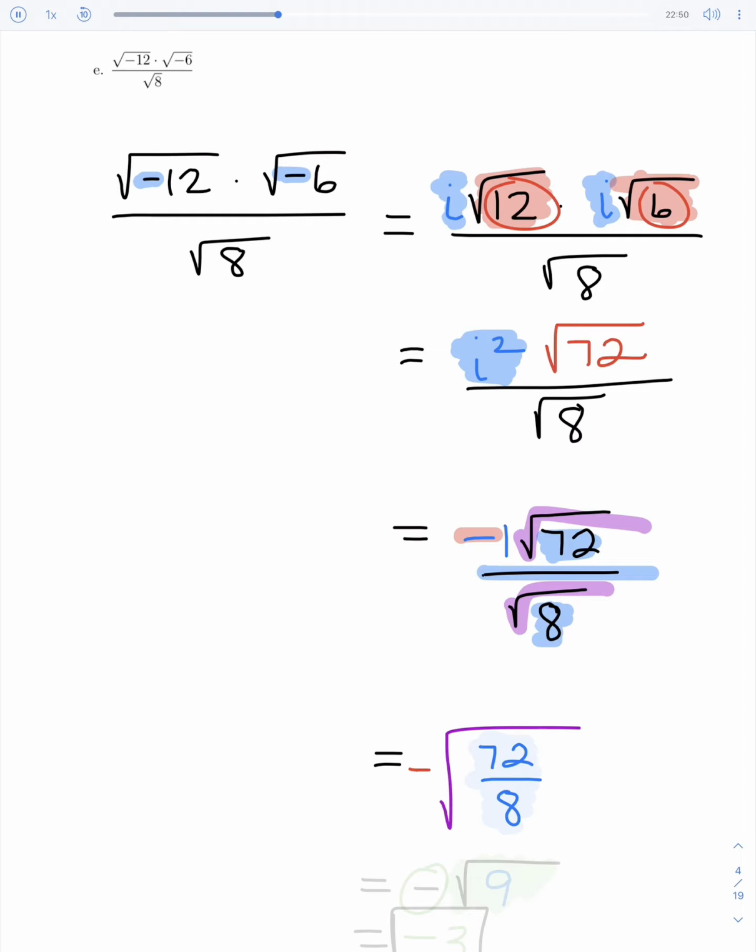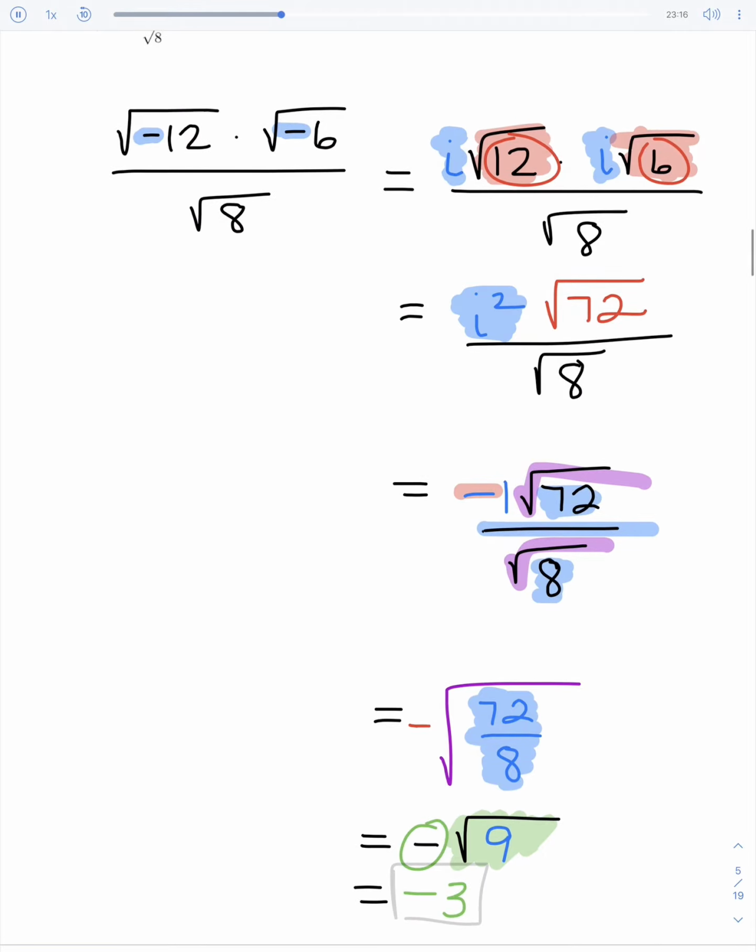So now I can do my division first, which is 72 divided by 8, which is 9. So I've got my negative, my square root, and now I've got a 9 underneath. Well, the square root of 9 we can actually do this time. The square root of 9 is 3. And let's not forget our negative out in front. So that gives us a negative 3 as our final answer. And we're done.